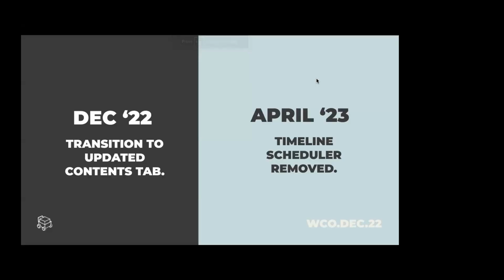And additionally, I wanted to take a moment to remind everyone that the December 2022 release will be the final version of Web Checkout featuring the timeline scheduler. The timeline scheduler will not be featured in the April 2023 release. To continue using both timeline as well as the updated contents tab for sunsetting timeline scheduler, please be sure to update to December 2022 at your earliest convenience.